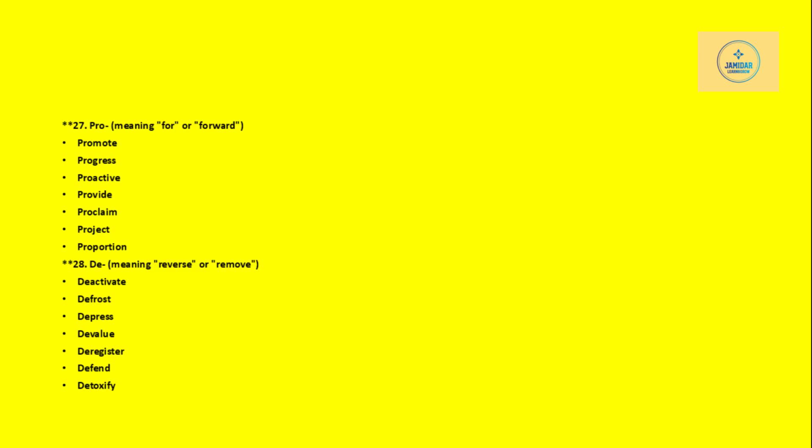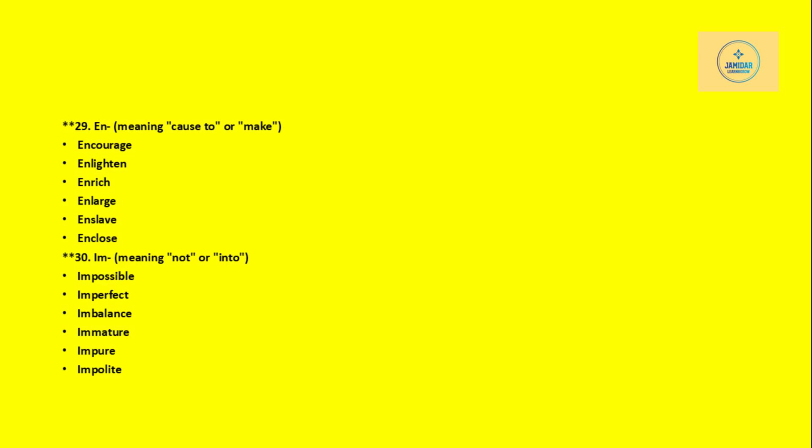Pro means for or forward, as in promote and progress. De means reverse or remove, found in deactivate and defrost. The prefix en means cause to or make, seen in encourage and enlighten.